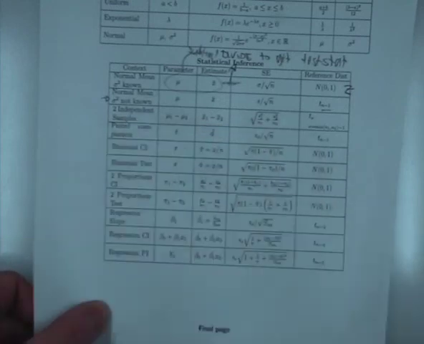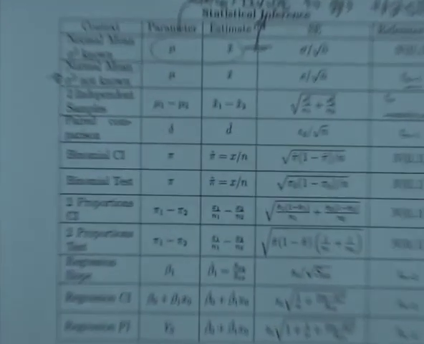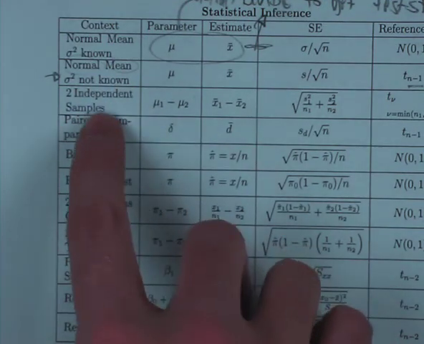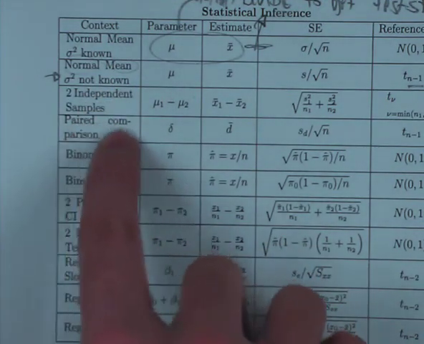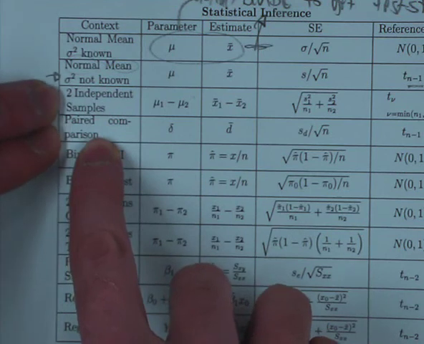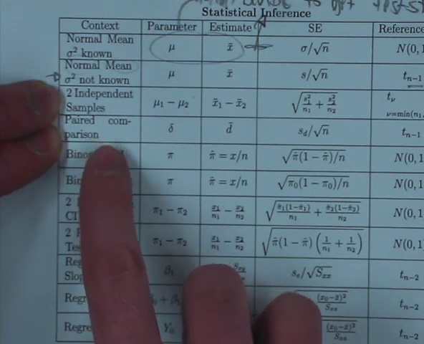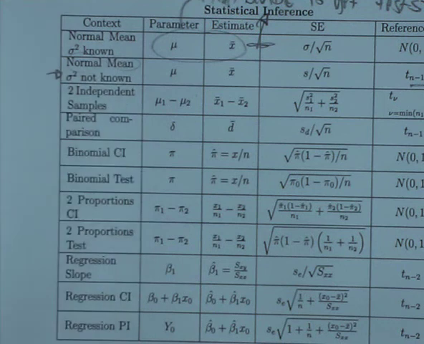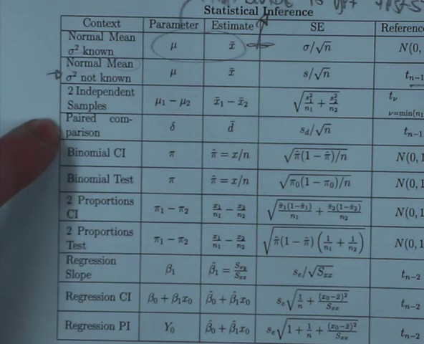So, do people have trouble telling between a paired and an unpaired t-test? Do you know what I mean by that? Okay. So you'll notice here he's got normal mean, sigma not known, he's got two independent samples and paired comparison. Do you know how to tell whether you're in what situation those belong to? No, okay. But the key is that in this paired comparison, it's actually only one sample.